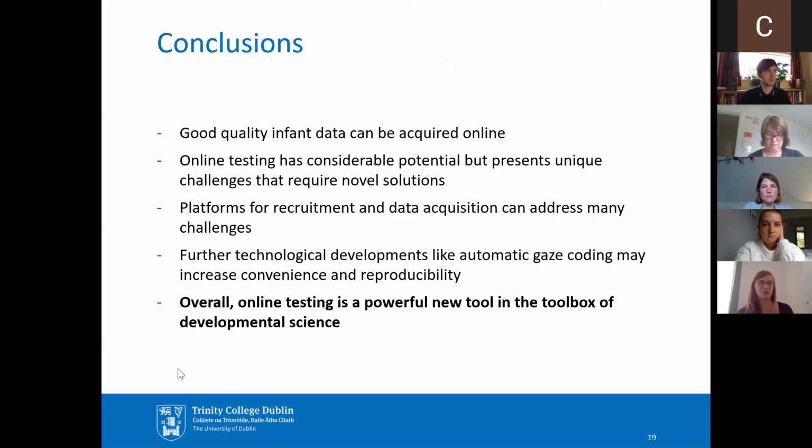So to conclude, good data quality can be acquired with infants online, and it has considerable potential, but also presents unique challenges that require solutions. Platforms for recruitment and data acquisition can address many of these challenges, and further technological developments like automatic gaze coding may increase our convenience and reproducibility. And overall, online testing is a powerful new tool for developmental research.